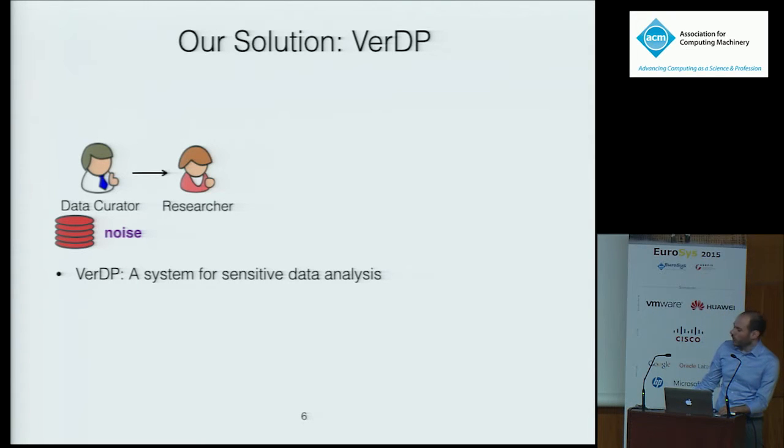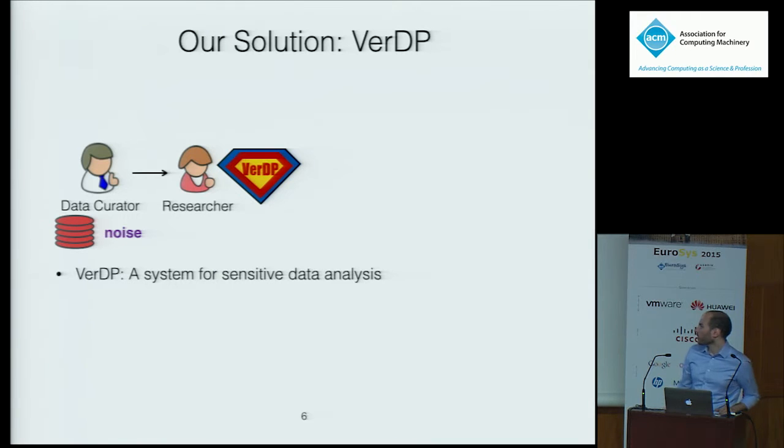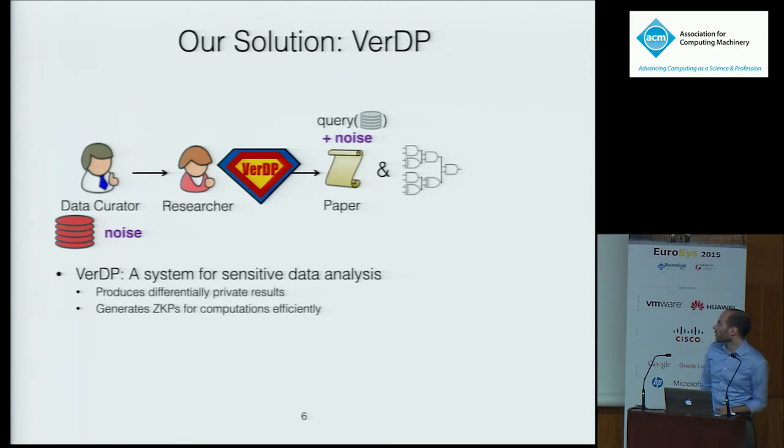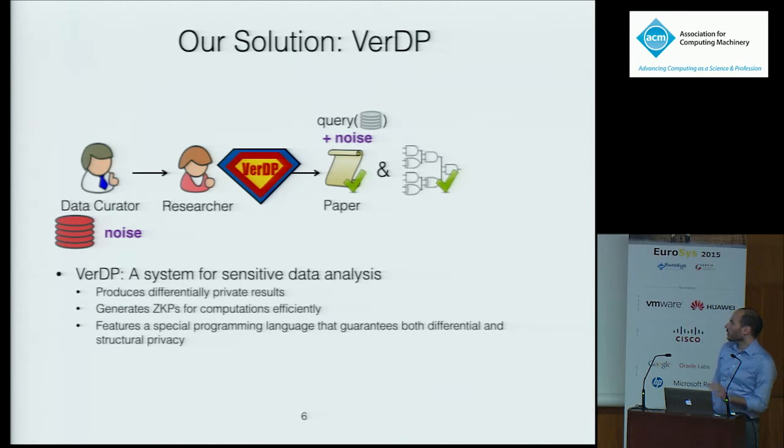And we call our system VerDP. And with VerDP, researchers can publish results that are differentially private. They can publish zero-knowledge proofs that are computed efficiently. And moreover, our compiler will make sure that the result of the paper is differentially private and that the proofs are structurally private.